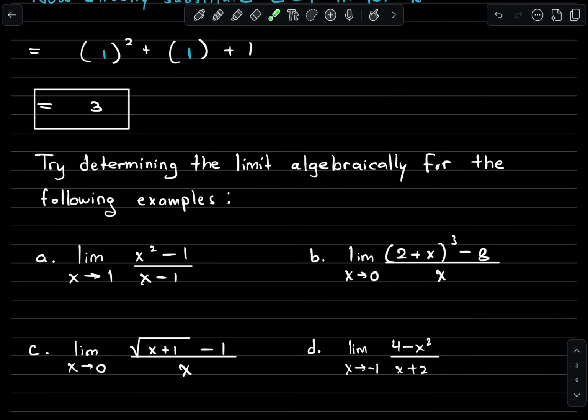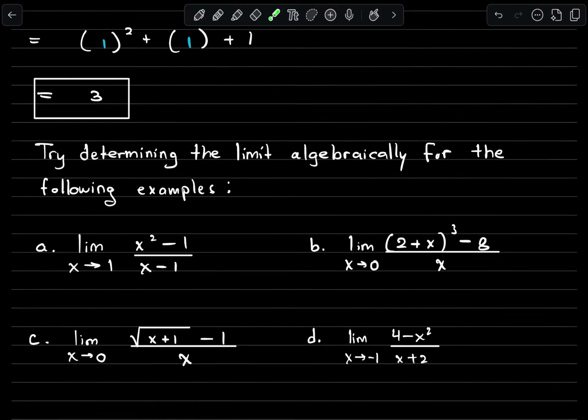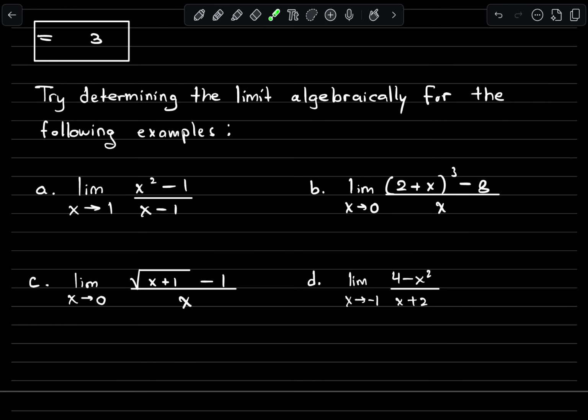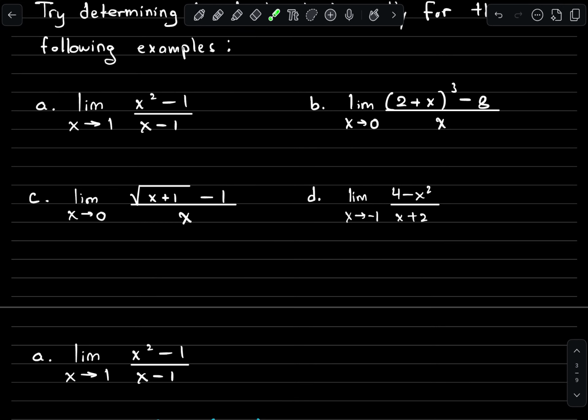So here we've got a couple of examples for you to try. You can try determining the limit algebraically for these functions. You can go ahead and pause the video and give these a try for a moment. And now, let's go through them.